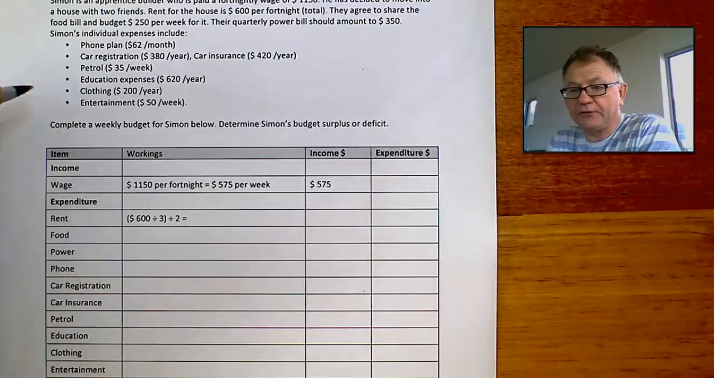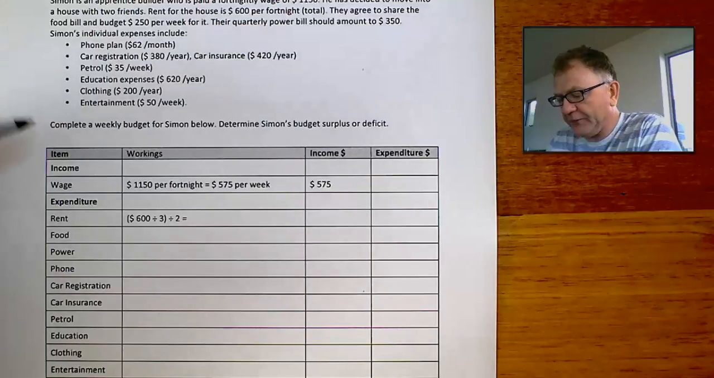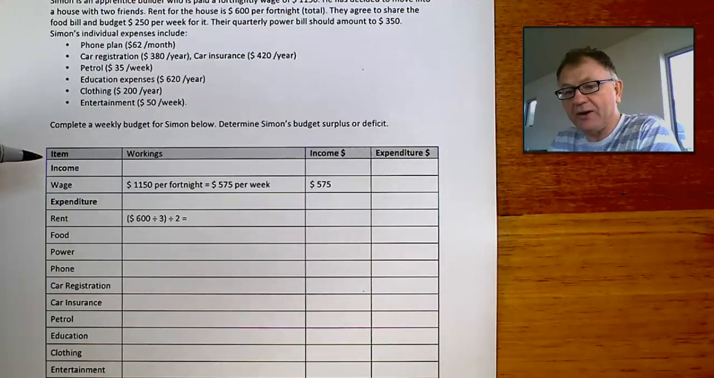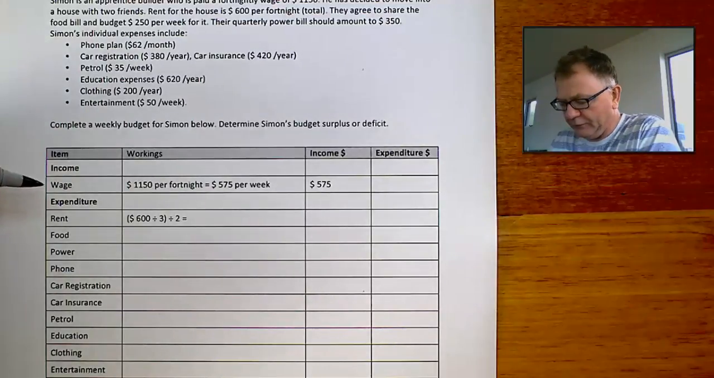Okay, this question's got us working out a budget here. Scenario is that Simon is an apprentice builder. He's got a fortnightly wage of $1,150. We have to sort out his income and expenditure and put it in a budget-like table.